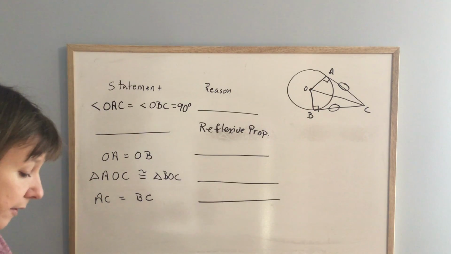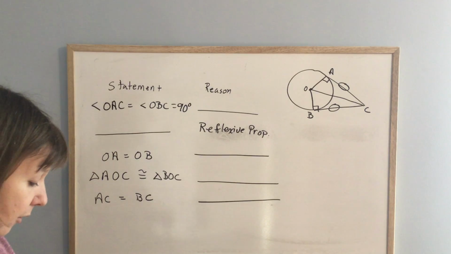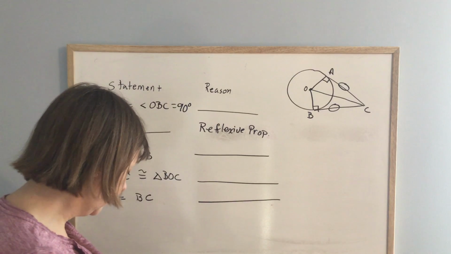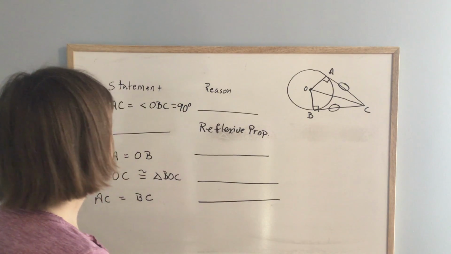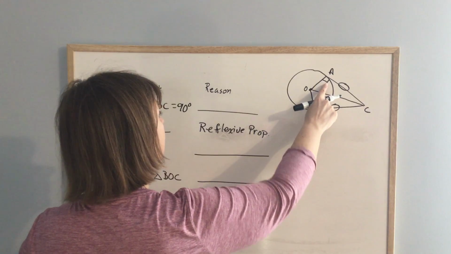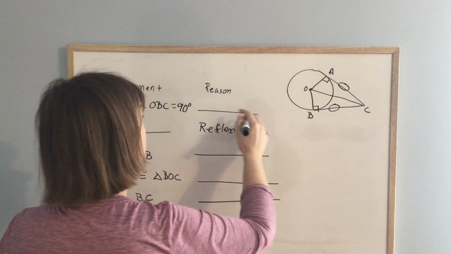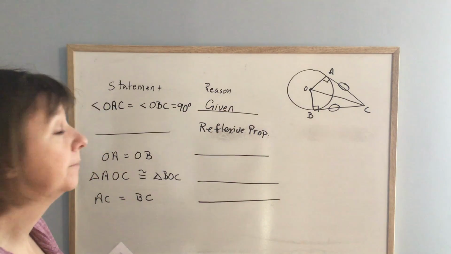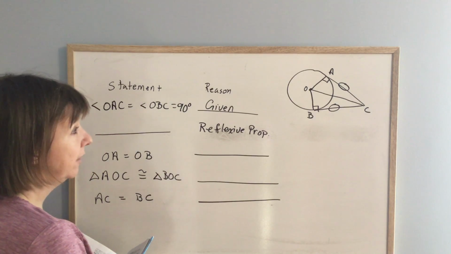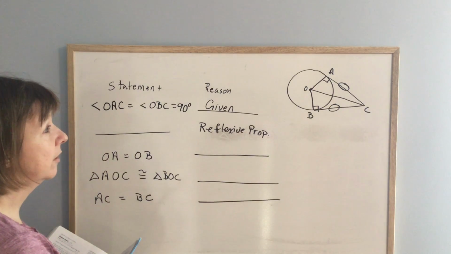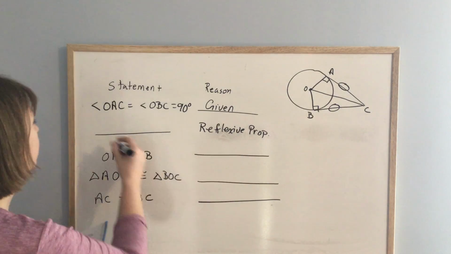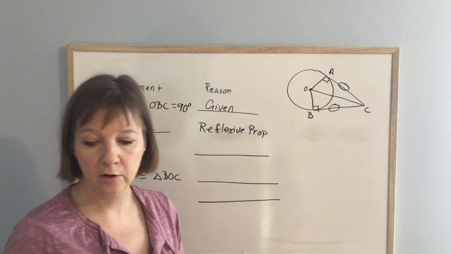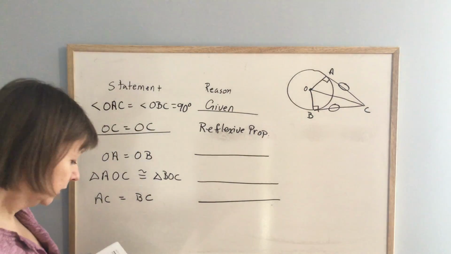All right, so let's start with the first one because that makes sense. Let's start with the first one, which says angle OAC is equal to angle OBC, and they are both 90 degrees. The reason, my favorite, they told me so, given. Then they give one which is the reflexive property. Well, the reflexive property always talks about shared sides. And that would be OC is equal to OC. Those two lines are shared. Where'd you come from, Rolly?